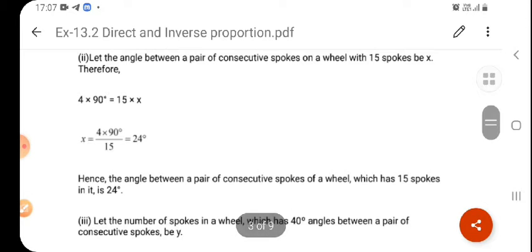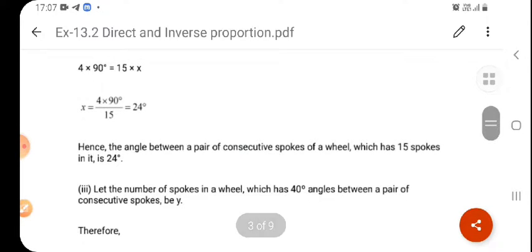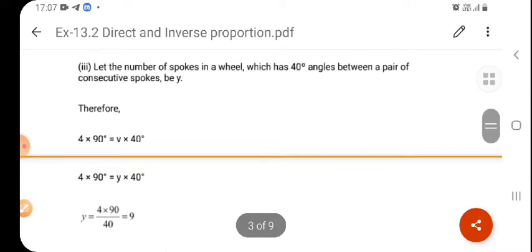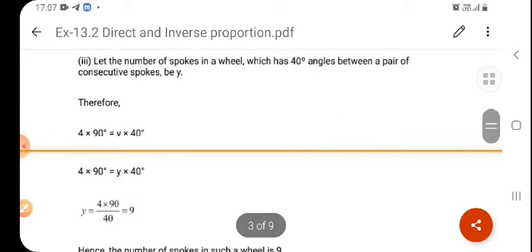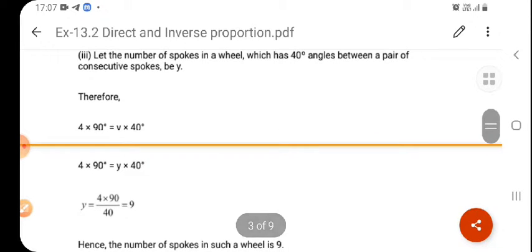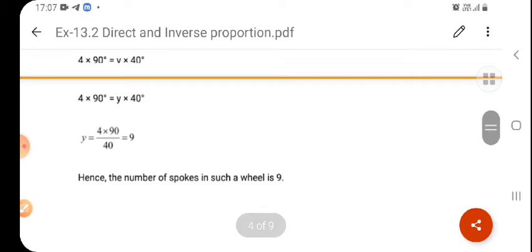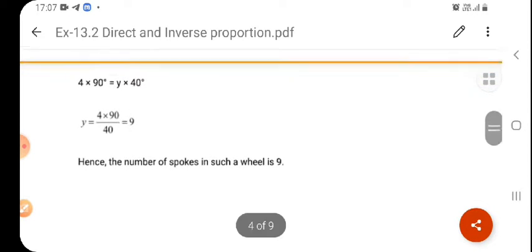And the angle between a pair of consecutive spokes of a wheel that has 15 spokes in it. Now we have to find the number of spokes in a wheel with 40 degree angles. So taking it as y, we calculate 4 into 90 degrees equals y into 40 degrees.